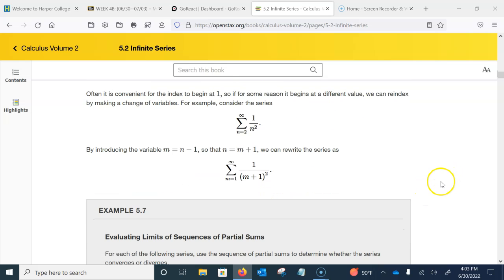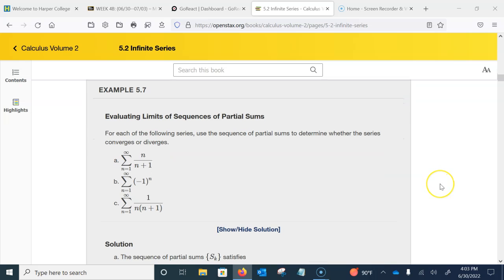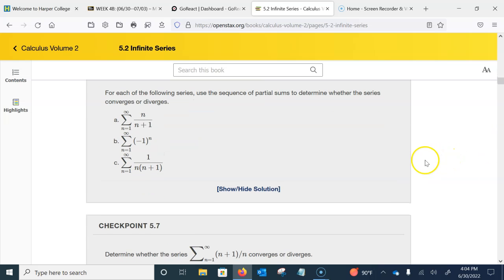All right, let's look at an example of 3 different series and see if these series converge or diverge. For the first one, we have the series from 1 to infinity of the terms n over n plus 1. So we'll look at that.